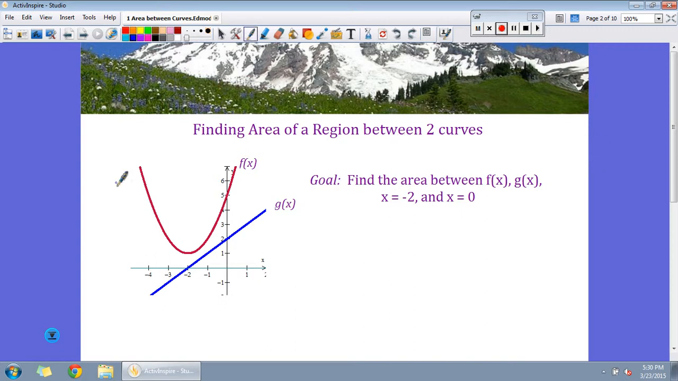Alright, so our goal is to find the area between f of x, this quadratic, and g of x, this linear function, between the values of x equals -2 and x equals 0. So basically I want this area. And if you remember from before when we looked at area for the first time, we are going to take definite integrals.